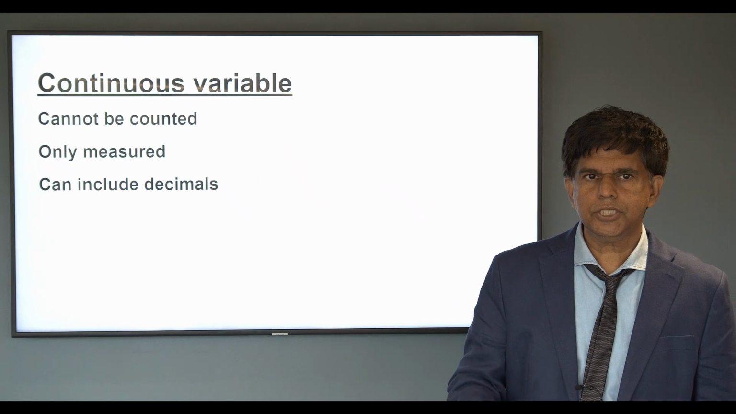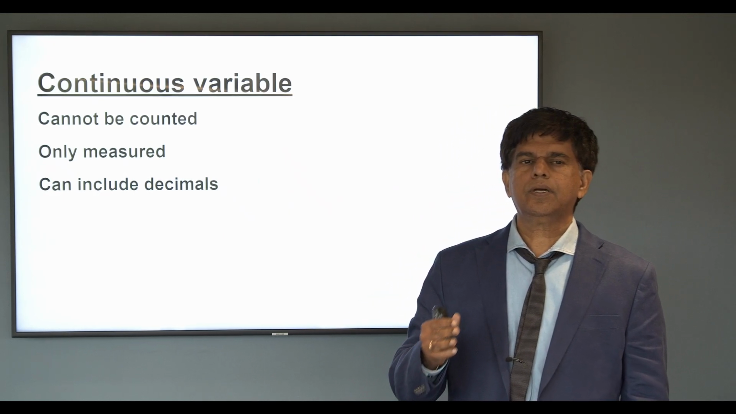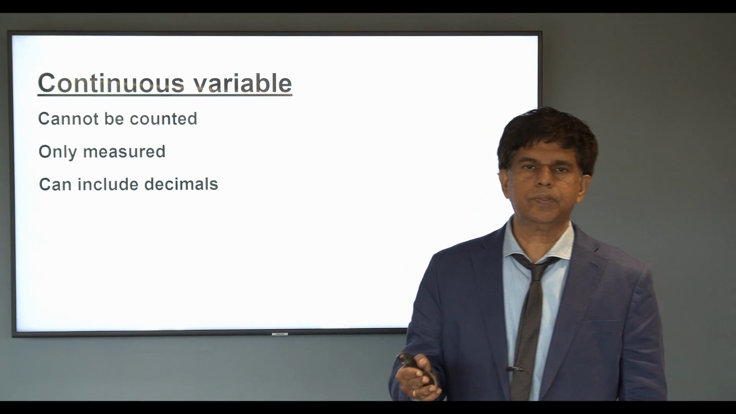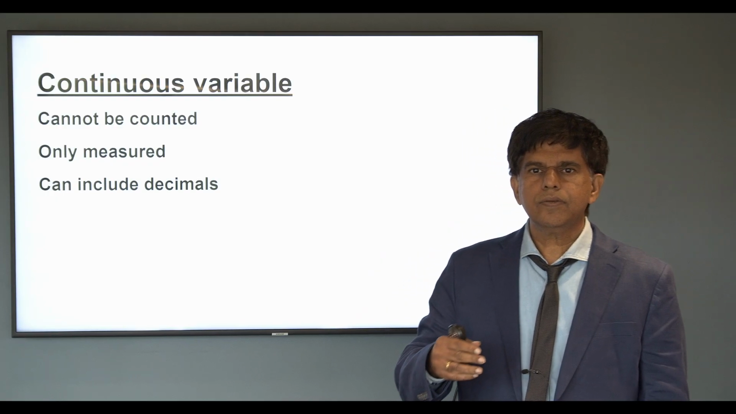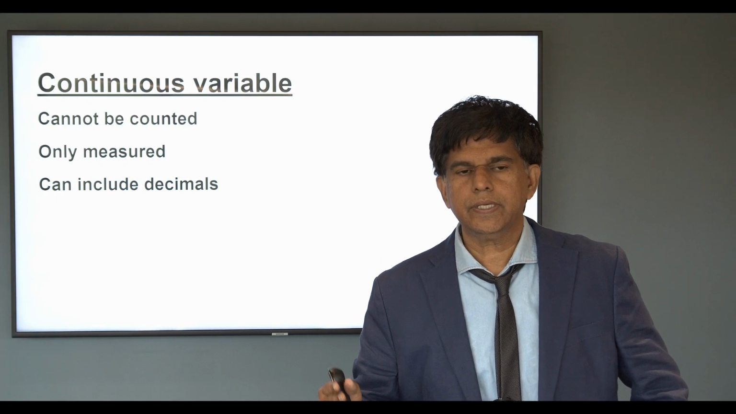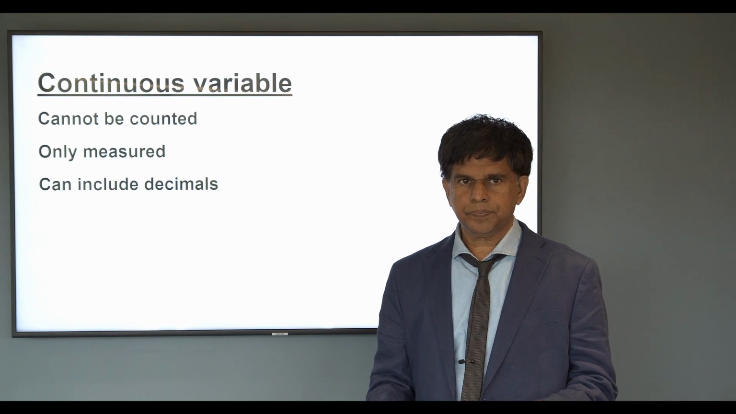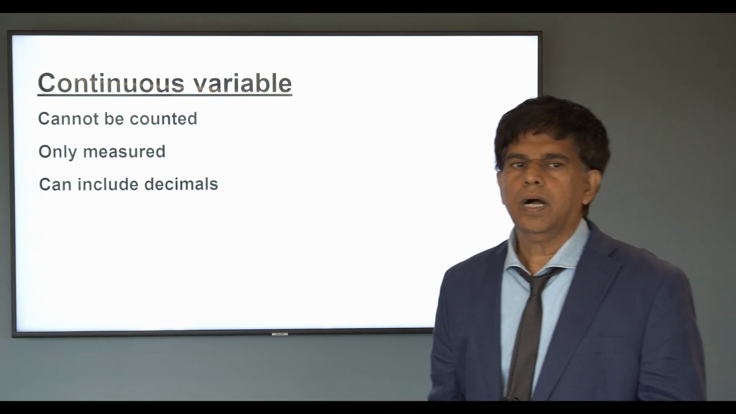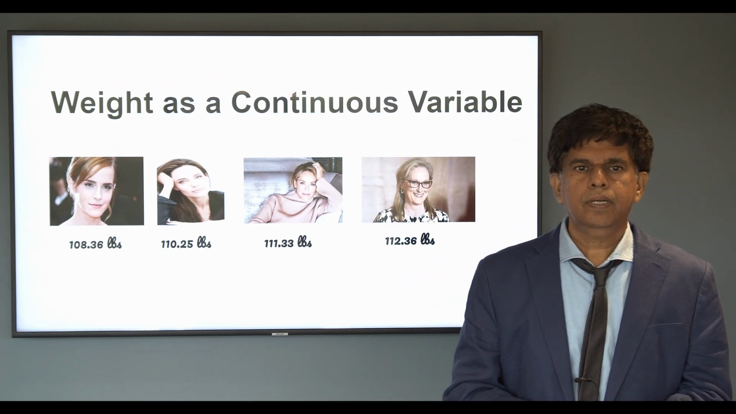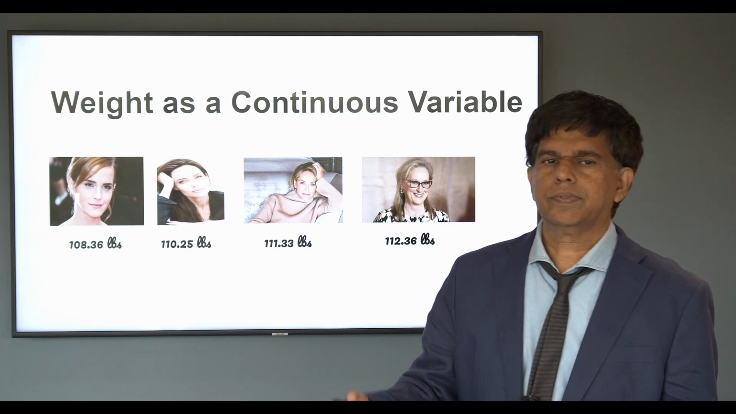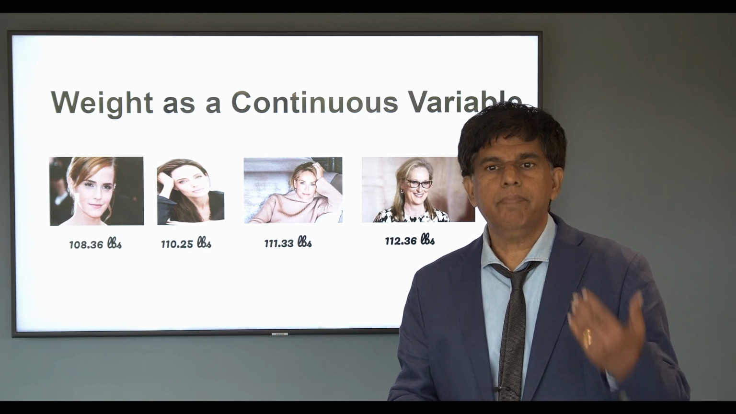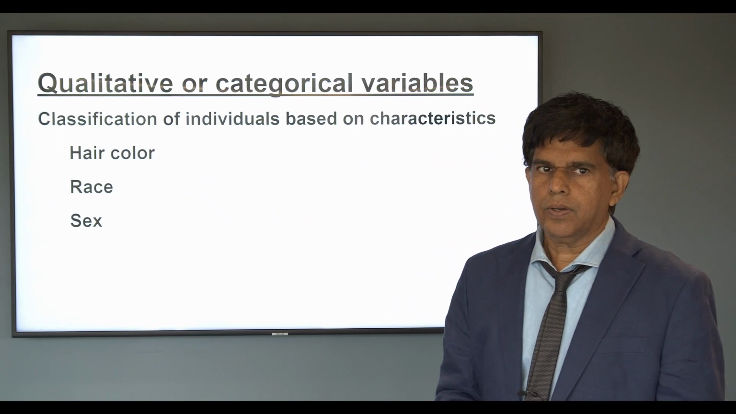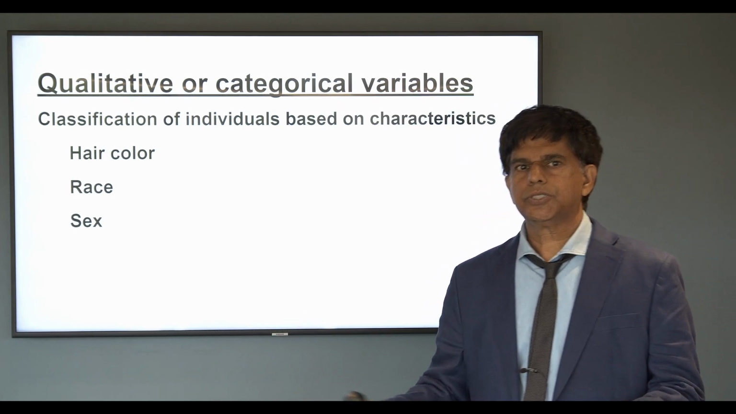When we talk about the continuous variable, it cannot be counted, only measured. When I say measured, I mean like height. If you take the height of a person, you have to measure it, right? If you take the weight of a person, you have to measure it. It can also include decimals. Let's look at weight as a continuous variable. I'm putting an example up here. Beautiful females, and you have their weight, and that has to be measured, so it has a decimal in between.